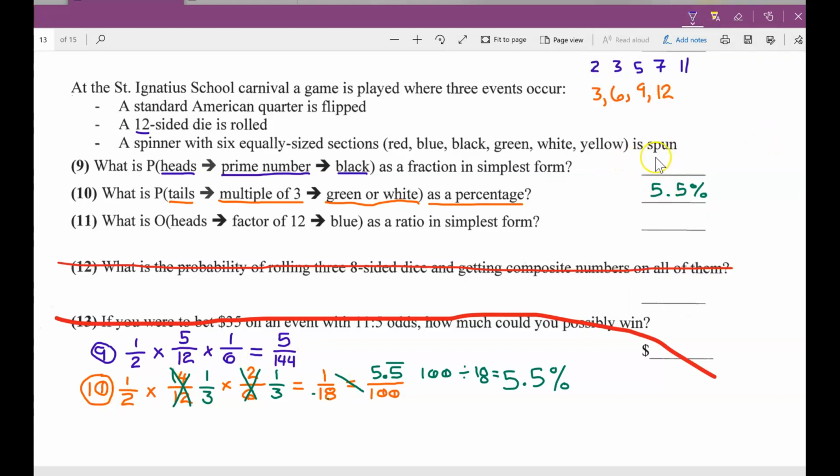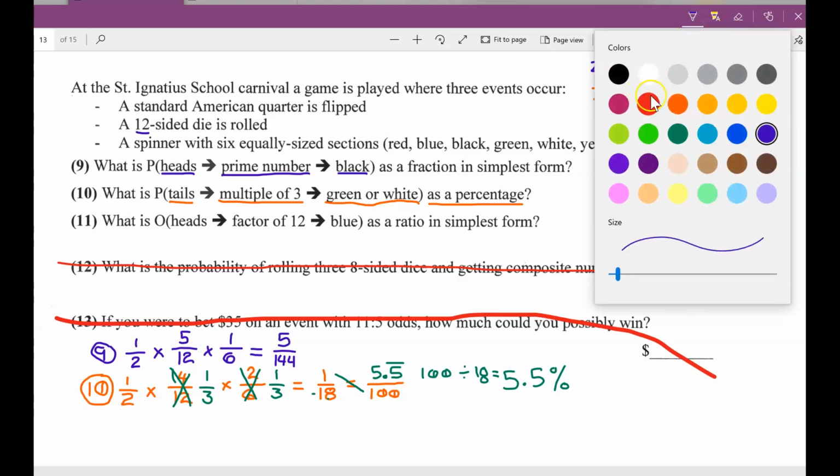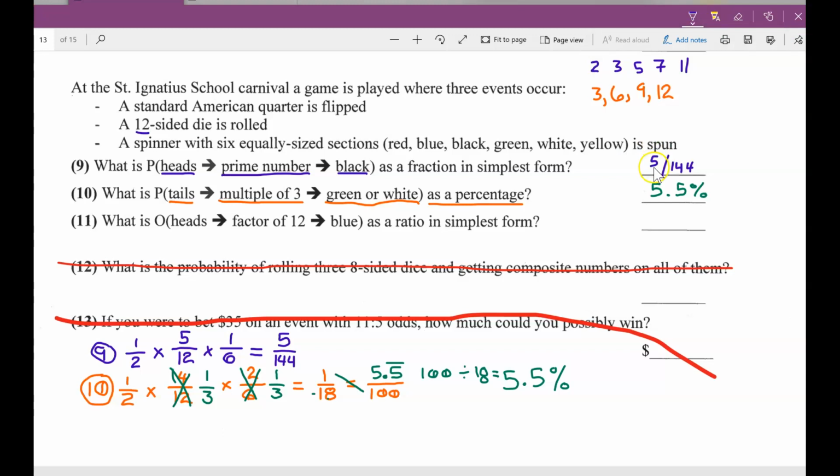The answer to number 9 was 5 out of 144. Okay. Let's move on finally to number 11. What are the odds of flipping a heads, flipping a factor of 12, and then spinning a blue? We want this as a ratio in simplest form because we're doing odds.